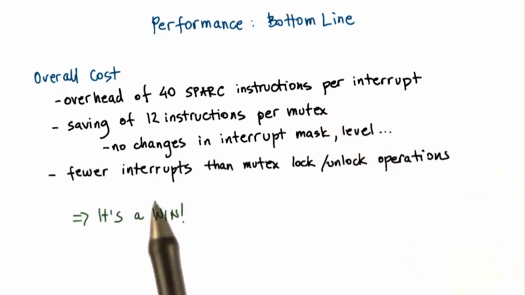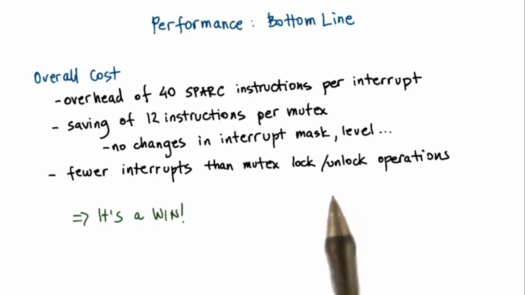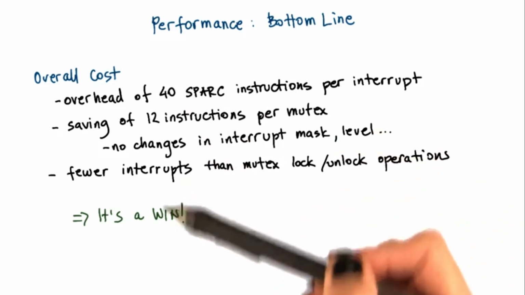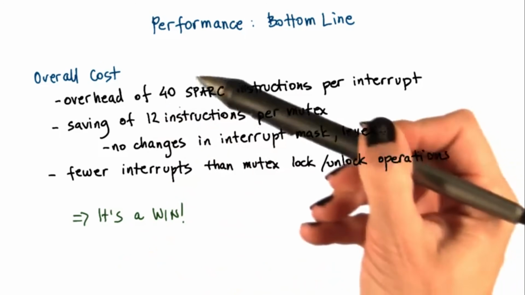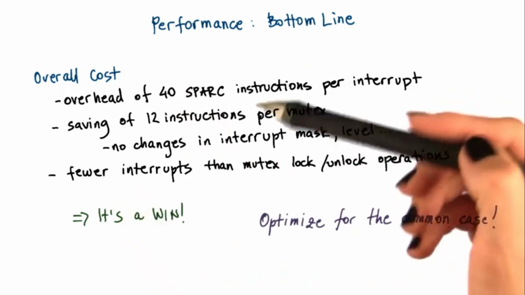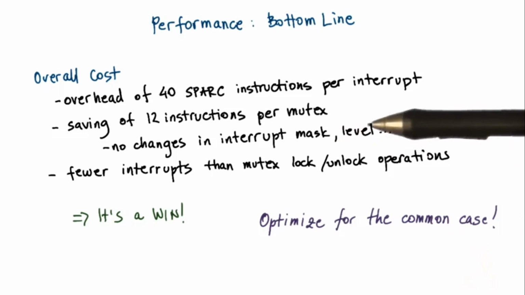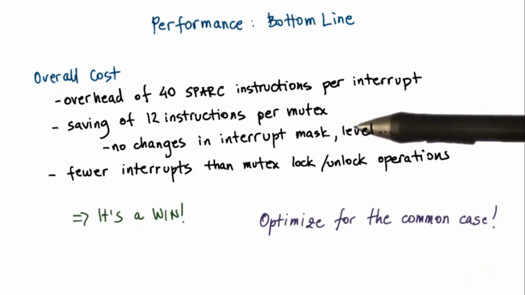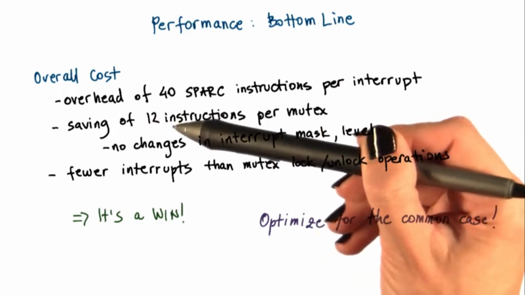Now, because there are way fewer interrupts in the system than mutex lock and unlock operations, then clearly this ends up being a winning situation. We end up saving much more than the actual cost that we end up paying on each interrupt. This observation is also one of the most important lessons in system design, and that is: optimize for the common case. The common case here were the mutex lock-unlock operations, and so we wanted to make those as efficient as possible. We saved 12 instructions there.